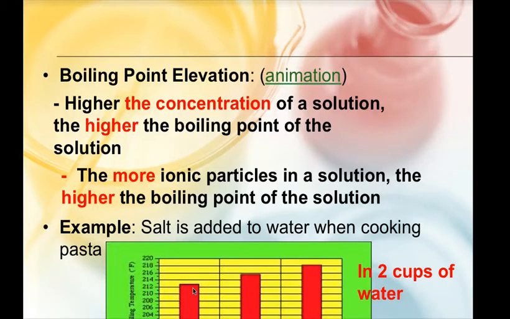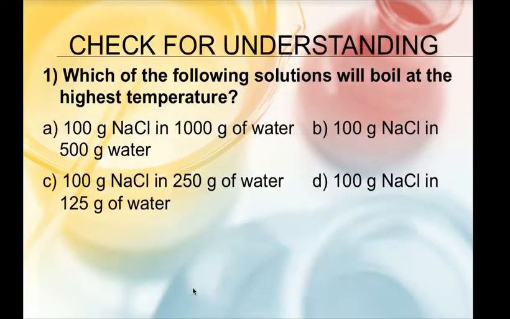The more ionic particles in a solution, the higher the boiling point. We know that. So let's take a look at this. Remember, it's all based on the number of particles. So ionic compounds are always going to have more of an effect than covalently bonded compounds. So if you take a look, it says, which of the following solutions will boil at the highest temperature? Now, they all look very similar to each other, and they are. It's not to fool you, it's just to make sure that you understand what's going on. So you have to figure out which one has the most solute in it per solvent.